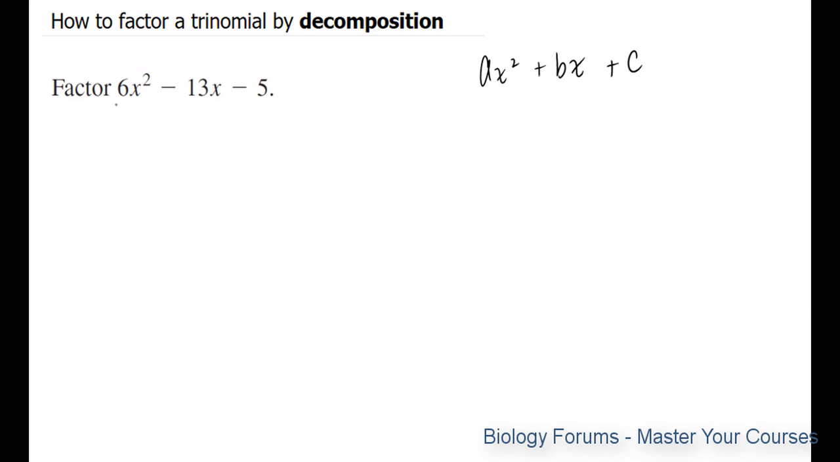Your a term containing the x squared, your b term containing the x, and your c being the constant. So what we're going to start off by doing is we're going to multiply the a term and the c term together. So 6 times negative 5 is equal to negative 30. Now what you will do is you will find two numbers that multiply to negative 30, and at the same time add to the b term being negative 13.